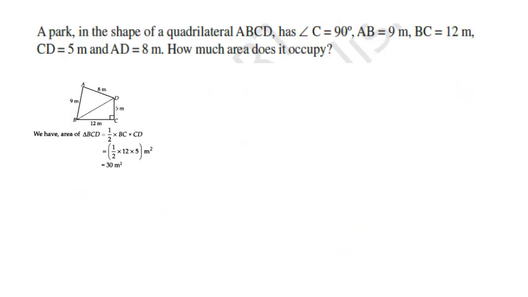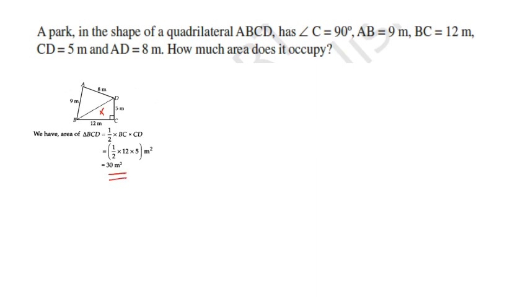Now, this is a homework for you. A park is in the shape of a quadrilateral ABCD and has angle C 90 degrees, AB 9 meter, BC 12 meter, CD 5 meter, AD 8 meter. So actually this is a right angle triangle. Right angle triangle, what is area? Half into base into height. So half into BC into CD. So what is answer? 30 meters squared.